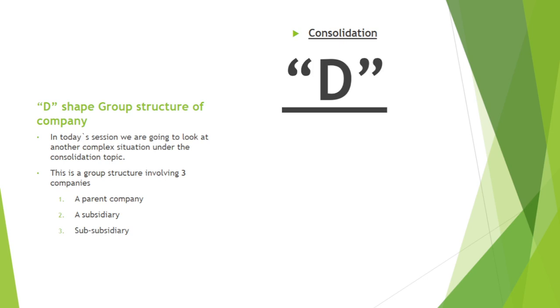So when you talk about these three companies, as we all know, a parent company is the main company, the one holding these other two companies when you're preparing the consolidated statement of financial position or a consolidated statement of profit or loss and other comprehensive income. So what is this D-shape type of consolidation? Let's move on and see.